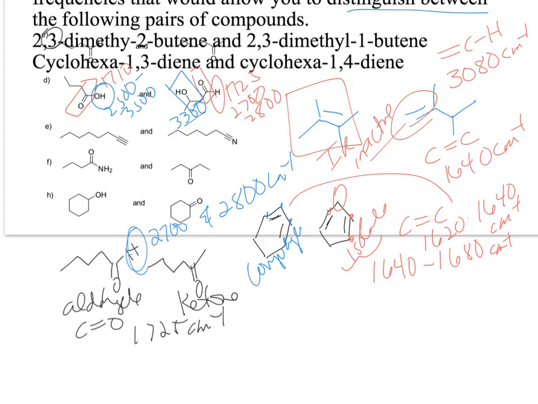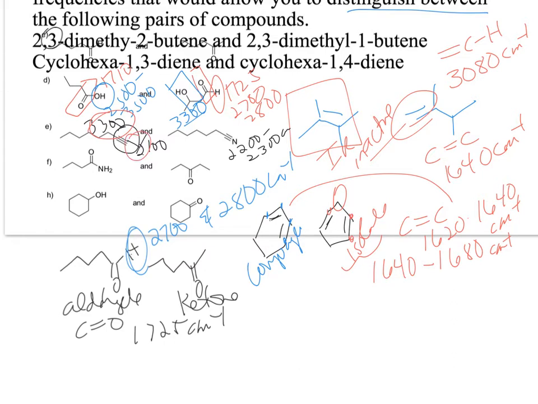Okay, so here we have an alkyne. And the alkyne, you have the carbon-carbon triple bond, and that's around 2100 or 2200. But you also have the CH here, and that CH is going to be around 3300. For the nitrile, you're going to see something more like 2200 to 2300, and you're not going to see this CH peak here.